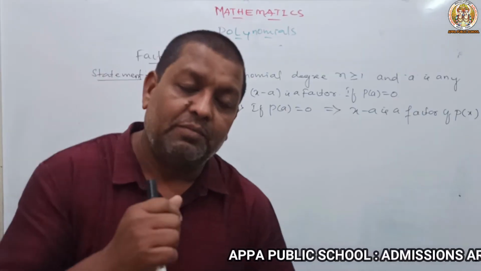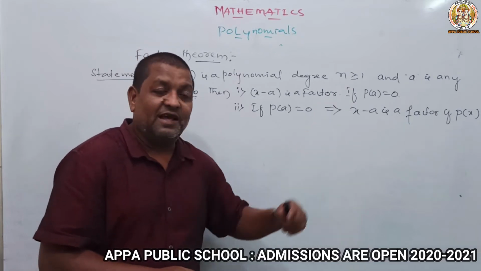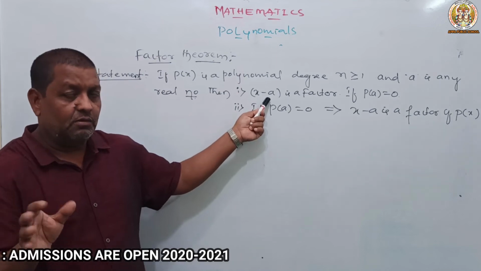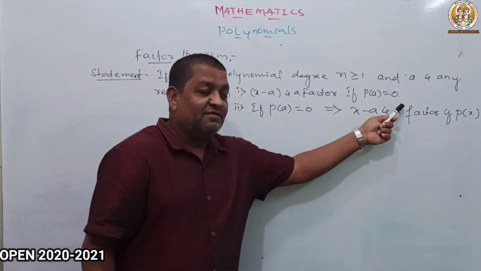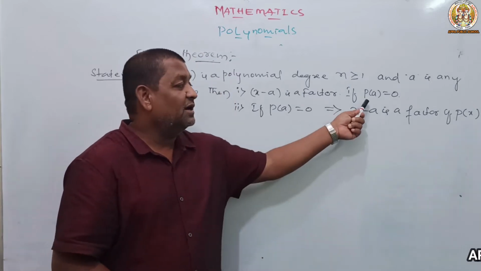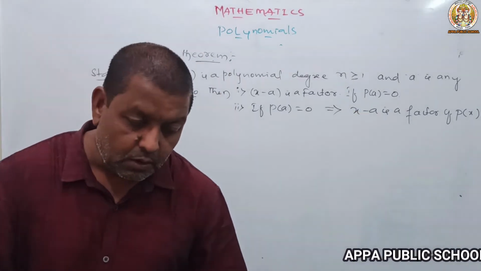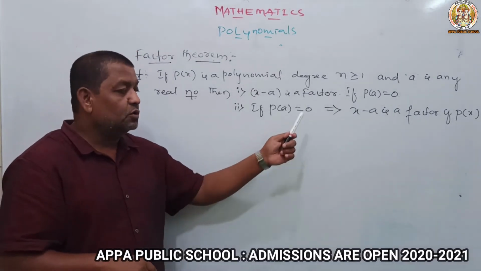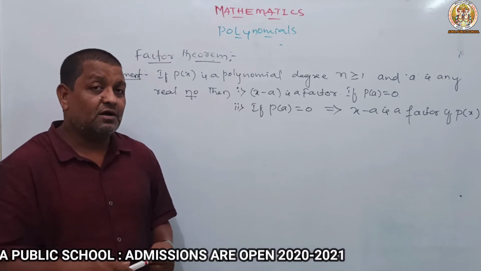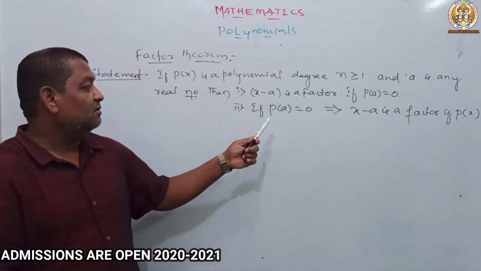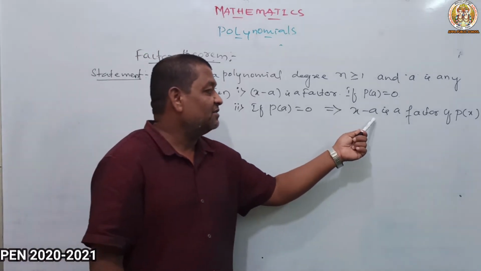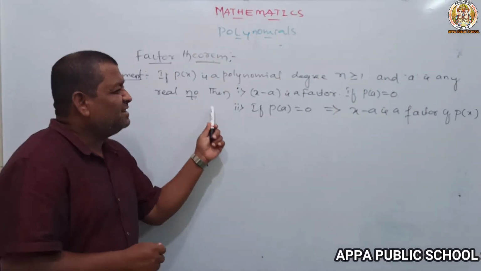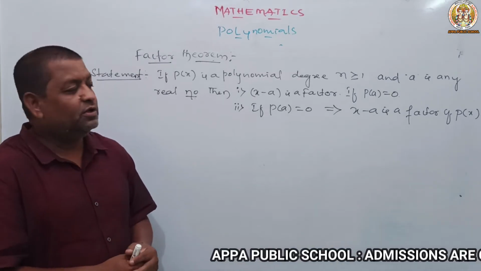So let me be clear. P of x is a polynomial and a is any real number. X minus a is a factor when p of a is equal to 0. It means the remainder should come 0. In the second, the converse: we got remainder equal to 0. Then what is the converse? Definitely, if the remainder we got is 0, then definitely x minus a is a factor of p of x. So this is the factor theorem. Just go through the statement and note these two conditions.